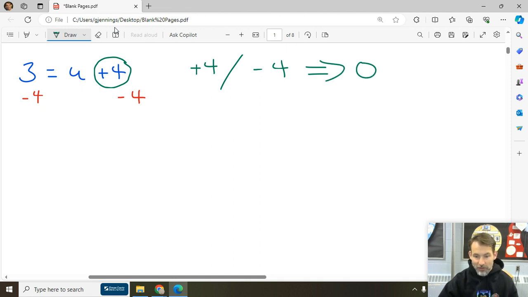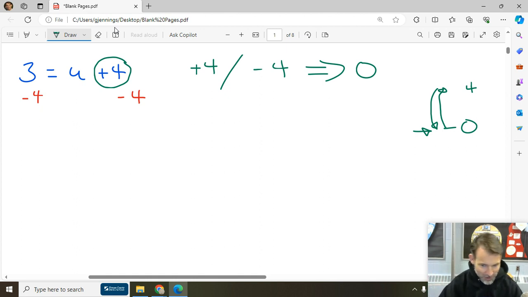Like if I start at 0 and I give you 4 apples and then I take 4 apples away, you now have 0 apples, even though for a brief period of time you had 4 of them. So that's what we do.